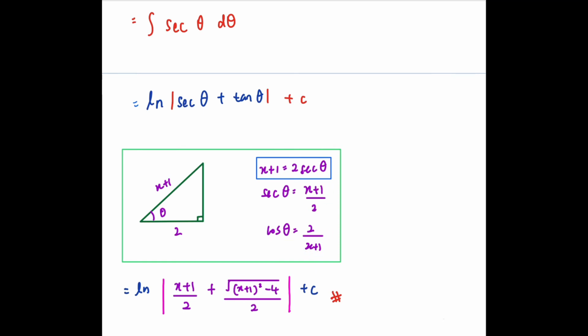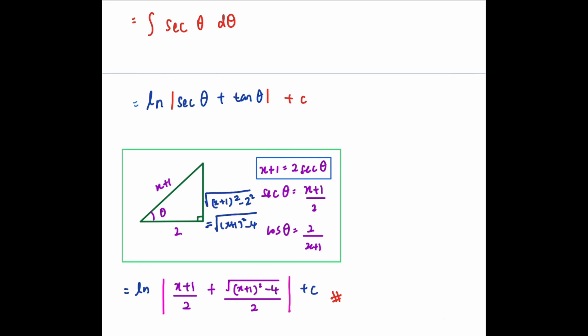So let's draw a right angle triangle. And this is your theta. So cos is adjacent over hypotenuse. This is 2, your adjacent, and your hypotenuse is x plus 1. So now we can find our opposite, all right? So this is just square root of x plus 1 squared, hypotenuse squared, minus adjacent squared. So now this is just square root of x plus 1 squared minus 4. Okay, so this is the answer for your opposite side.